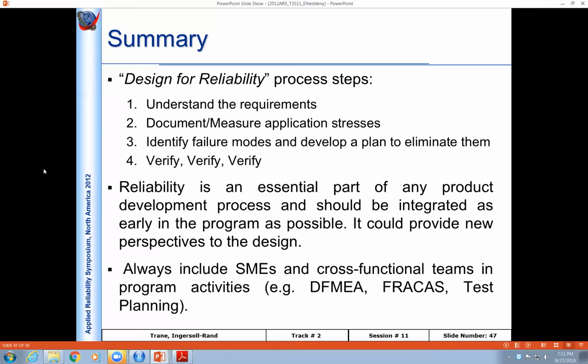And I always include SMEs, subject matter experts, not just in FMEAs, but in failure reporting, in test planning, everything. I never claim I'm an expert because I'm not. I probably facilitate pretty well, but it is as good as the people you include in those discussions. If I put a test plan, it's probably bogus. You need to get the right people in to make sure that you do it right.